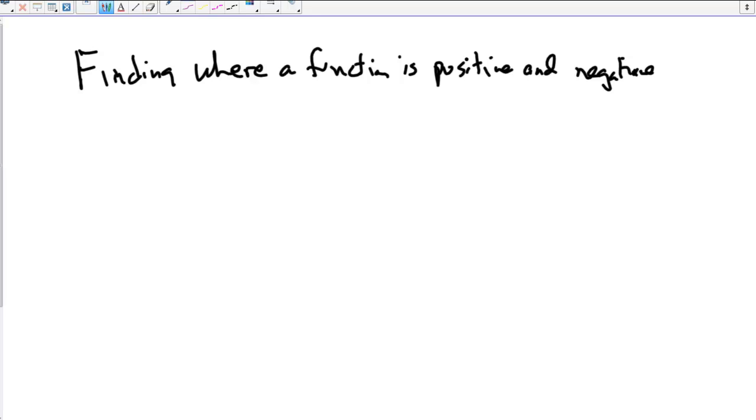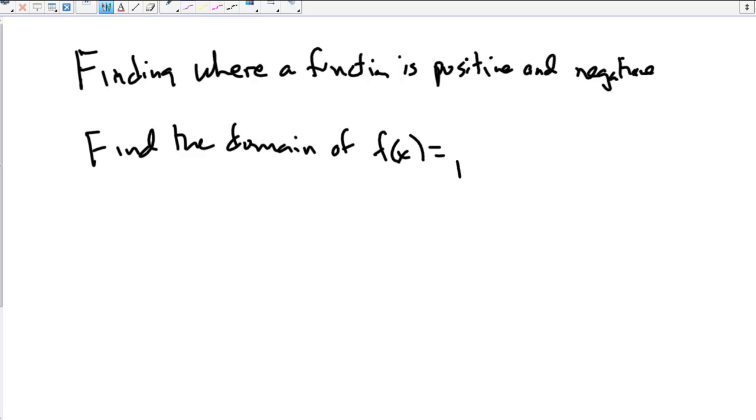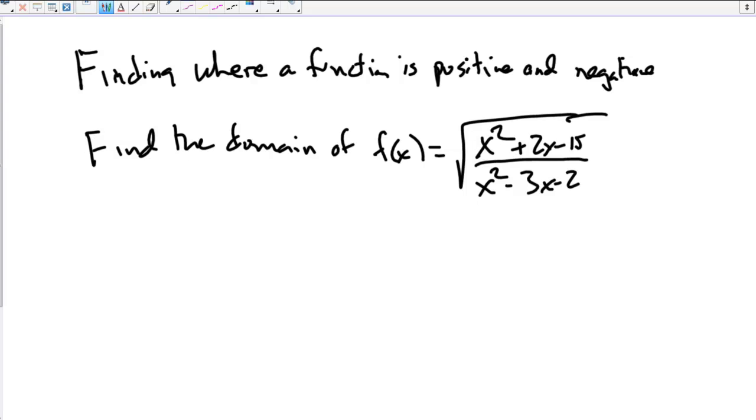the domain of the function f of x is the square root of x squared plus 2x minus 15 over x squared minus 3x minus 28.